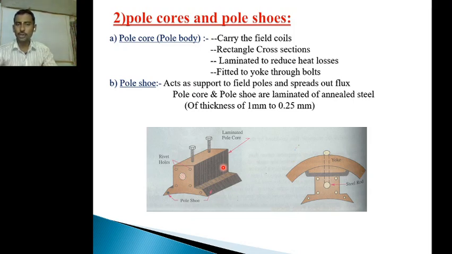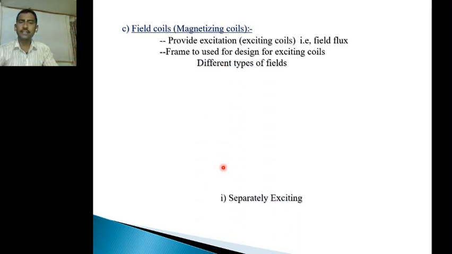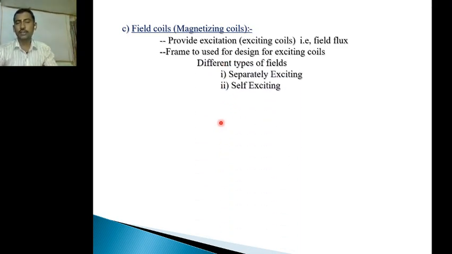So up to now we have made one place to seat the field winding. The second part is obviously the field winding. So what is our next topic? Field coils. What is the function of the field coils? The field coils provide the excitation, that means the field flux. When we give the electrical supply to the field coil, only then will flux be developed.